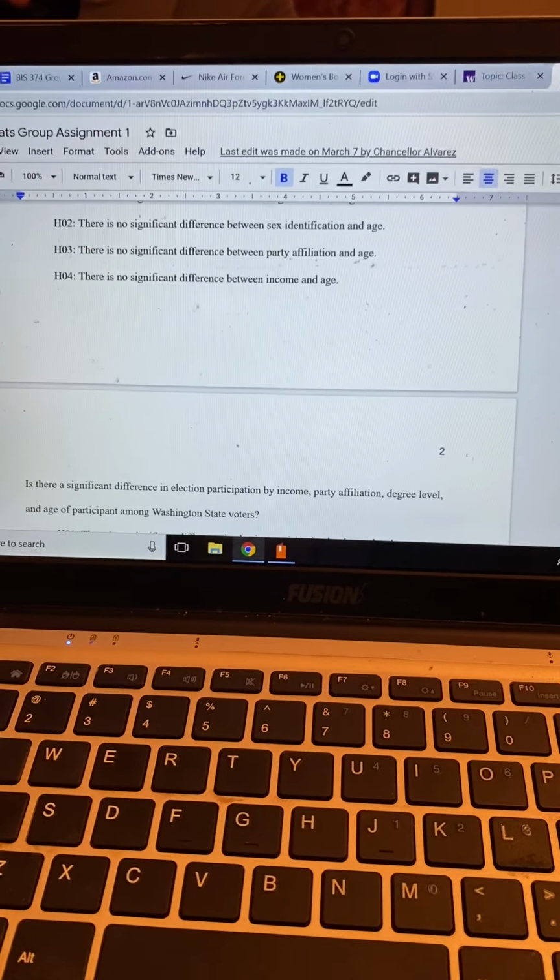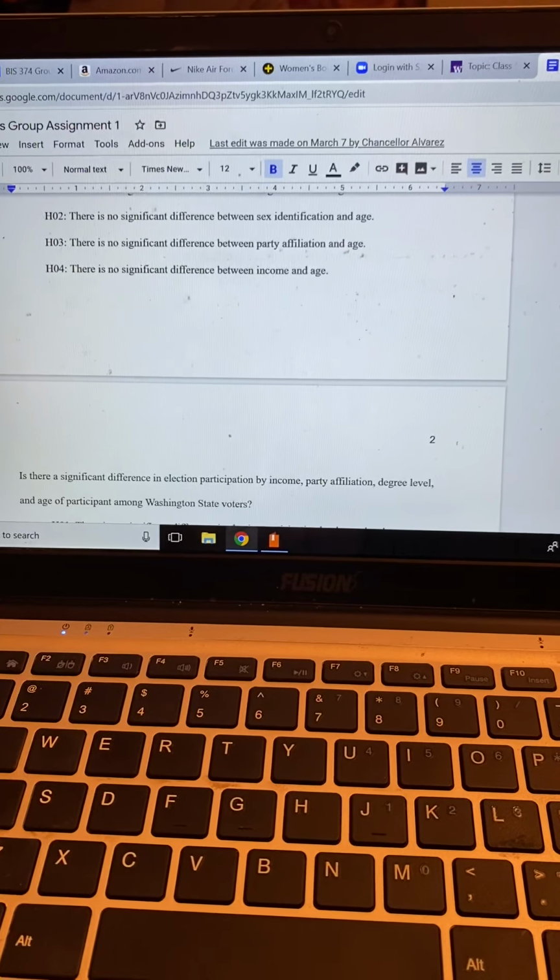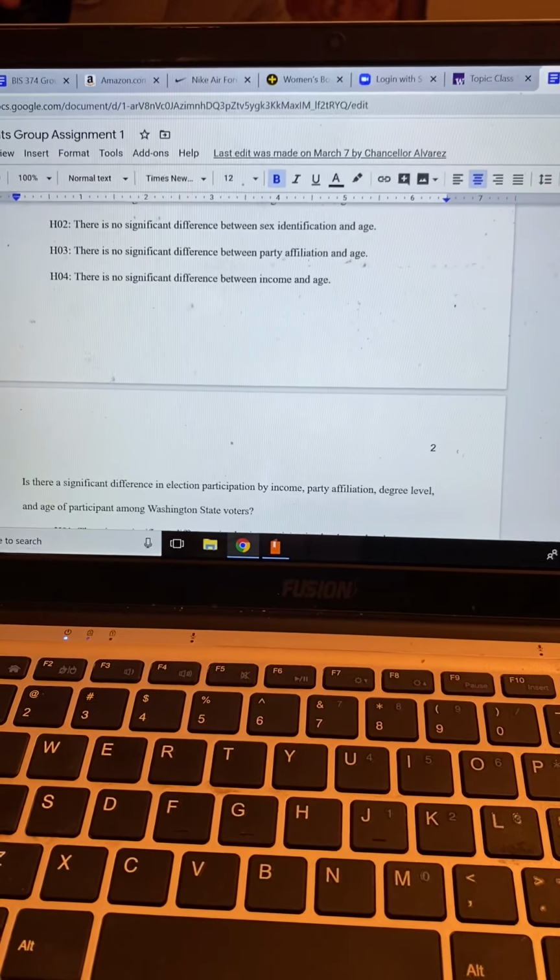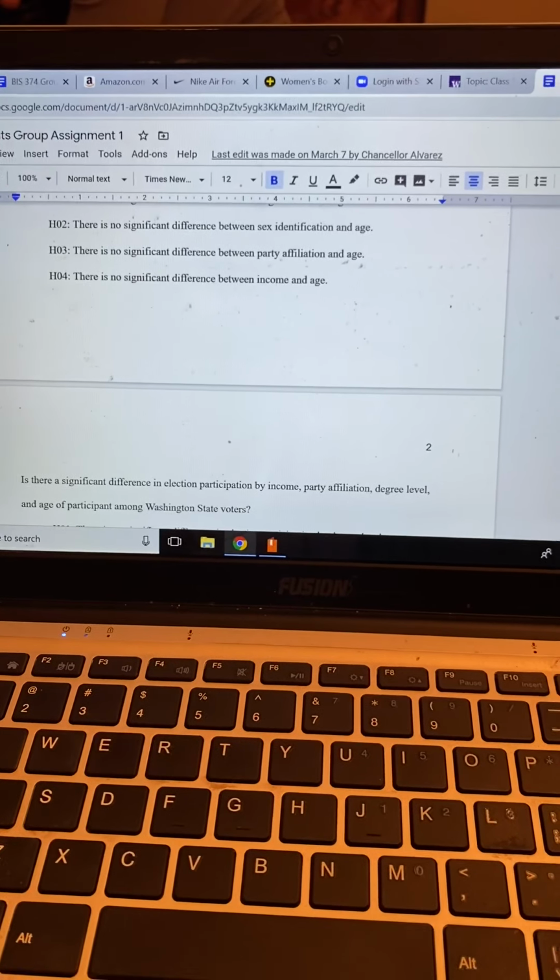And between income and age, we found that people who had lower income were more likely to vote for the Republican Party and more likely to be not politically active.